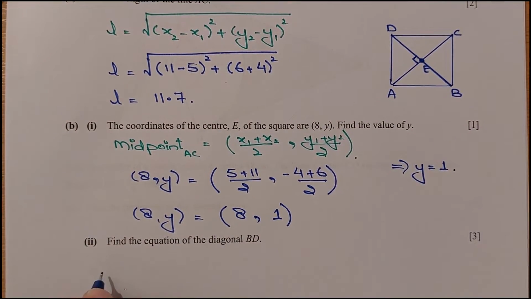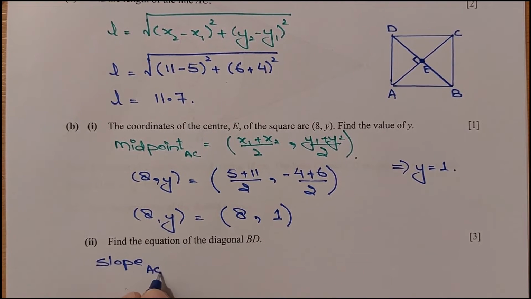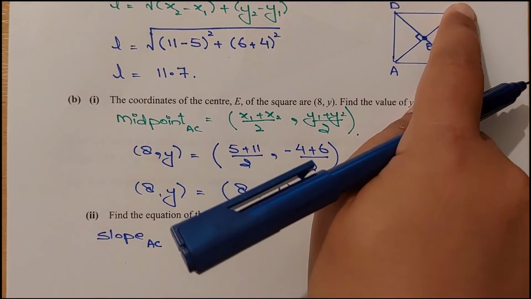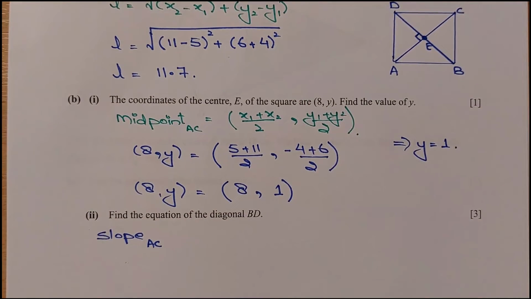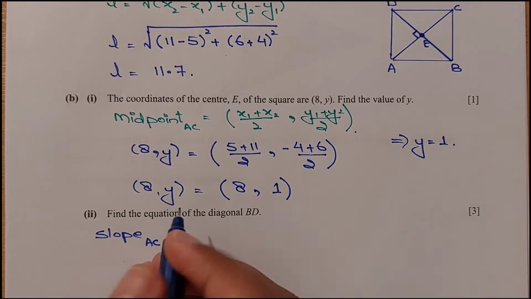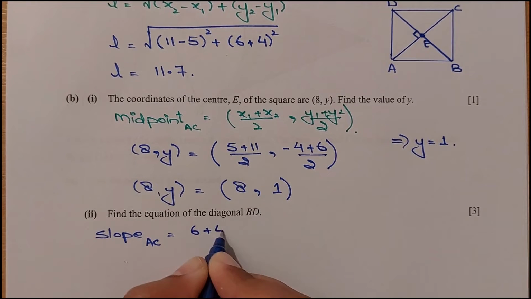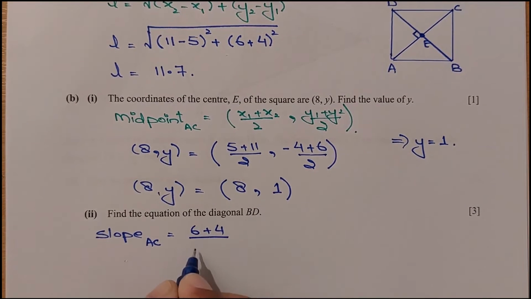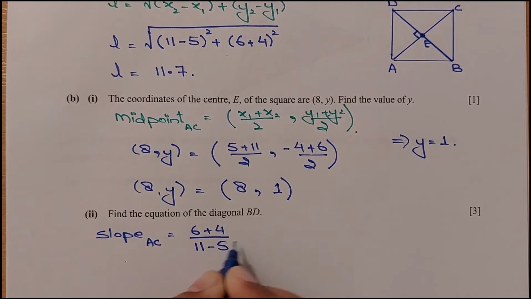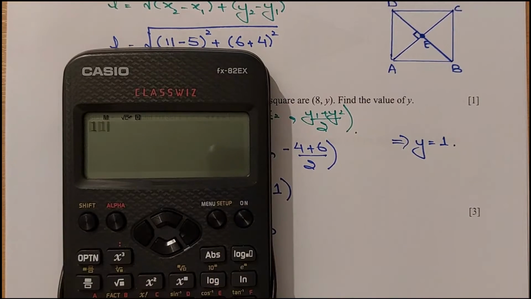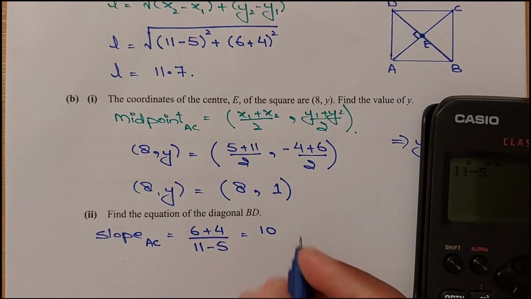So we need to find the slope of AC and convert the slope to a perpendicular slope, because AC is perpendicular to BD, since diagonals are perpendicular for a square. So the slope is y2 minus y1, so 6 plus 4, divided by x2 minus x1, 11 minus 5, so that is 10, and 11 take away 5 is 6, 10 by 6.